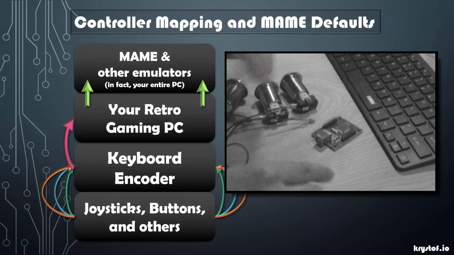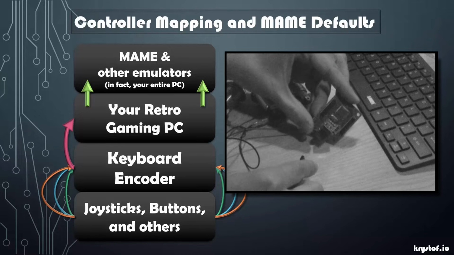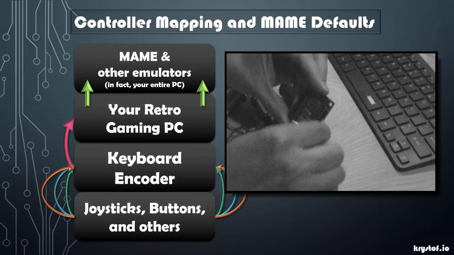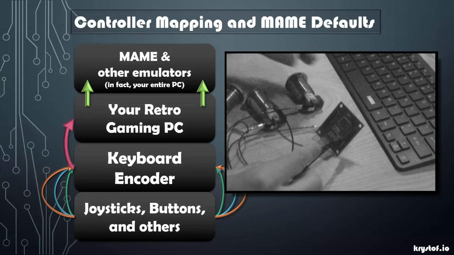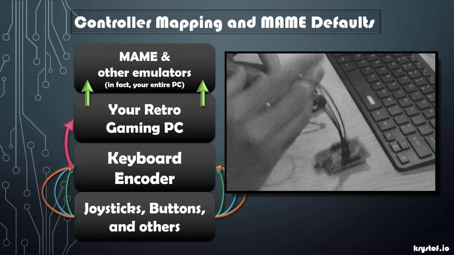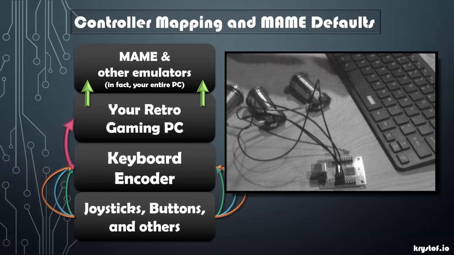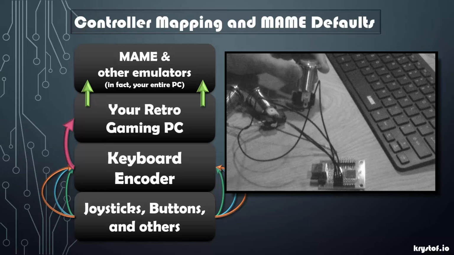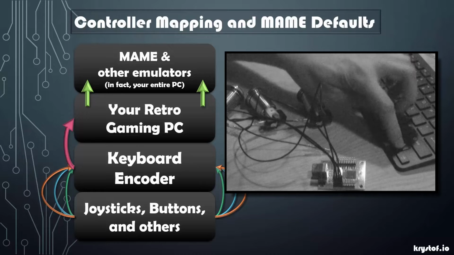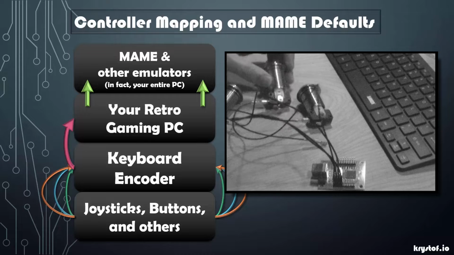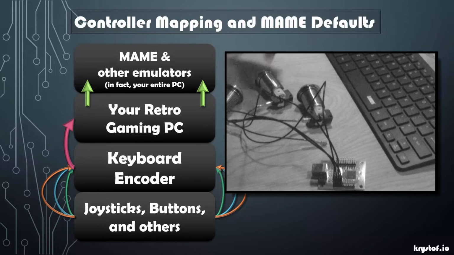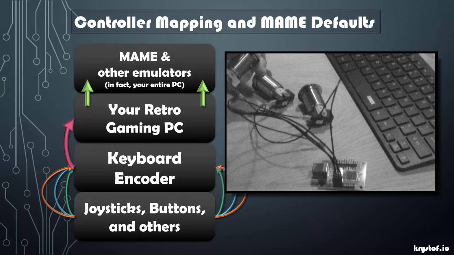What does the board actually do? Well, it's called a keyboard encoder for a reason. As we generally use PCs to build our retro arcade cabinets, and keyboards have a lot of keys on them, it makes sense that we'd use a device which translates the pressing of switches in your joysticks and buttons into keystrokes that your emulator is expecting. That's where the keyboard encoder comes into play.